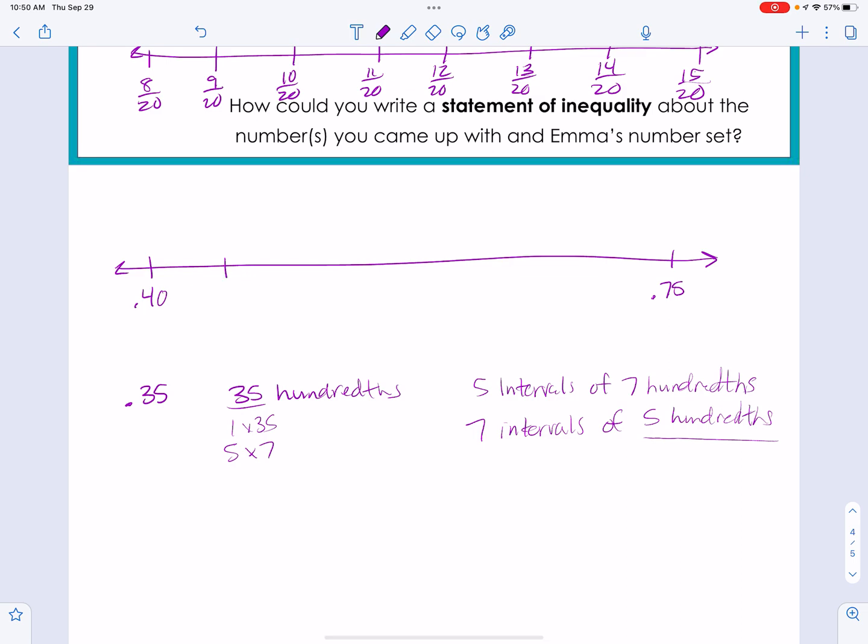So I need about 1, 2, 3, 4, 5, 6, and 7. Those are approximate. And I know each interval is going to be 5/100. So that would make this 45/100, 50/100, 55/100, 60/100, 65/100, 70/100, and then 75/100. So using some of these steps and building on our reasoning and all of the lessons from the past, you can see how you can figure out what our interval is going to be and then how to represent that on the number line.